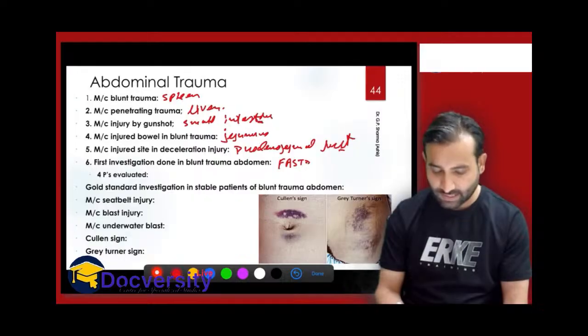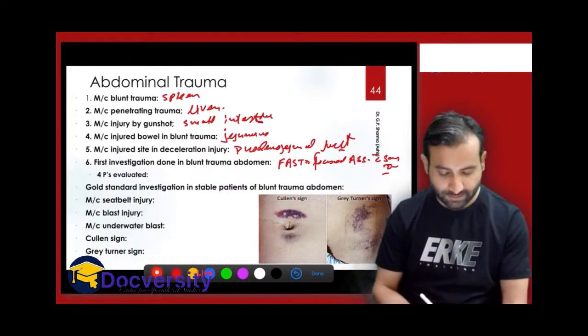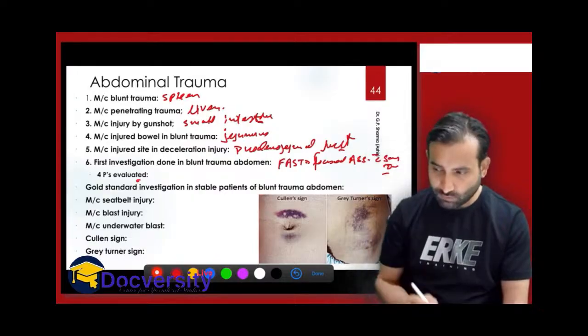Right. First investigation done in blunt trauma abdomen, that is what? FAST scan. FAST, that means focused assessment with sonography in trauma. Focused assessment with sonography in trauma. Sometimes they ask you in exam, right? And we will evaluate 4 P's.